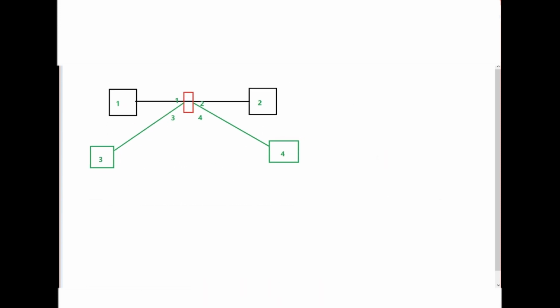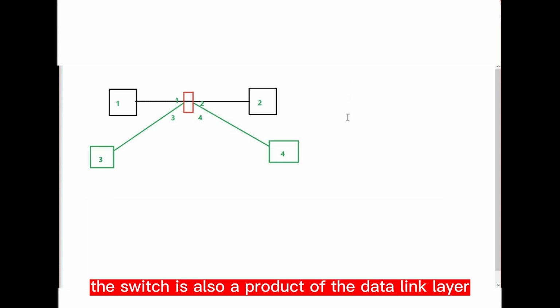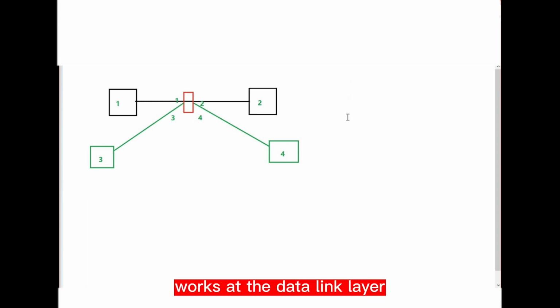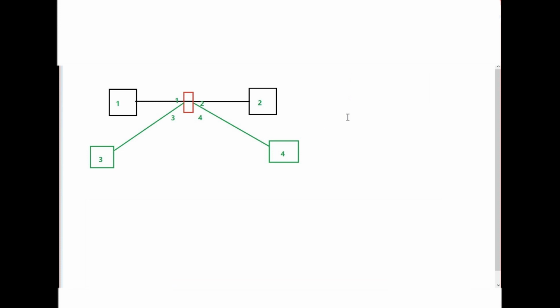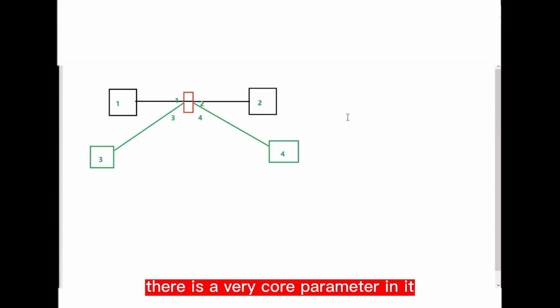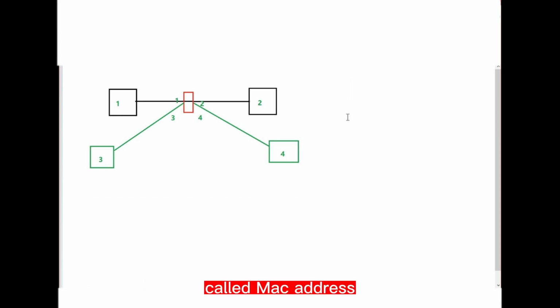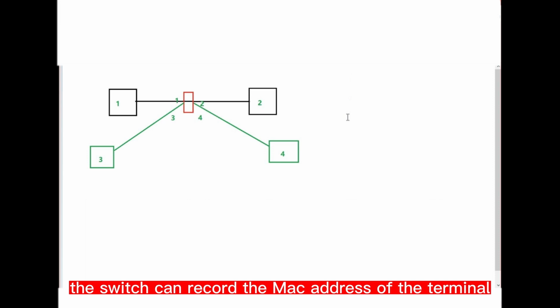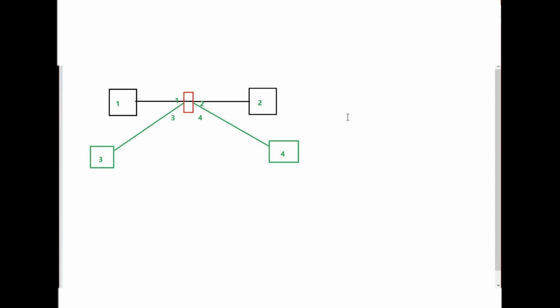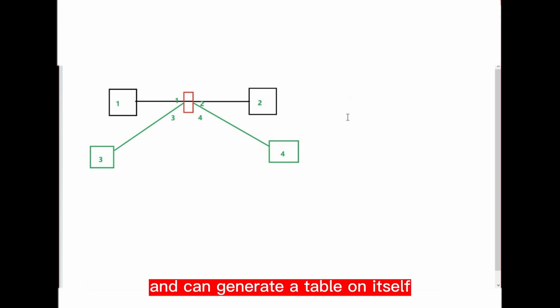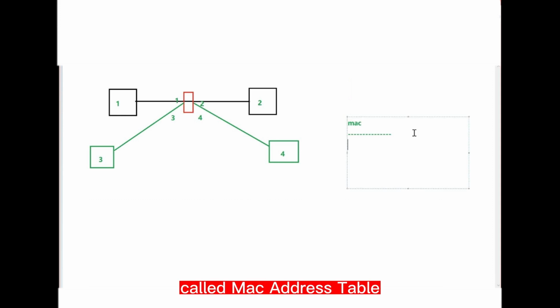First of all, the switch is also a product of the data link layer. It works at the data link layer. There is a very core parameter in it, called the MAC address. The switch can record the MAC address of the terminal, and can generate a table on itself, called the MAC address table.